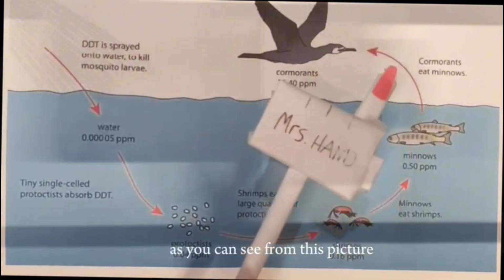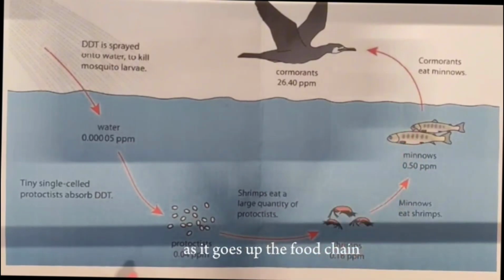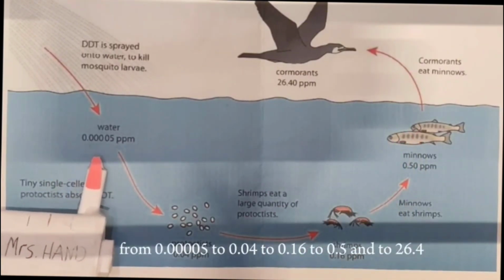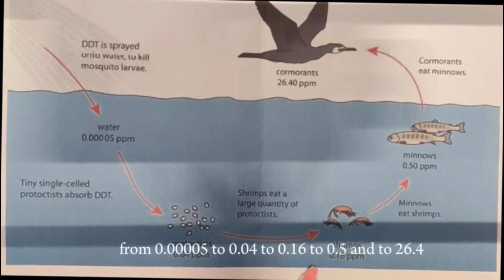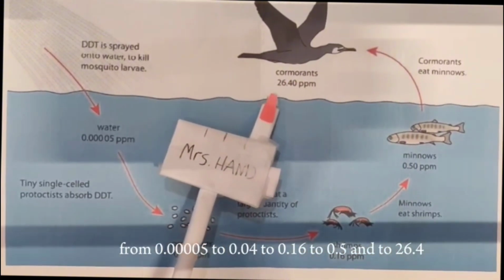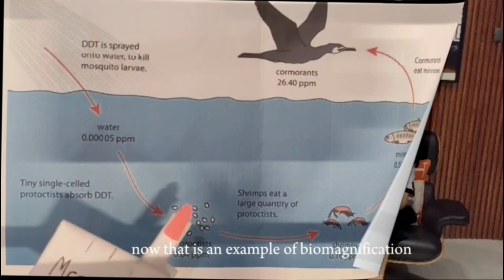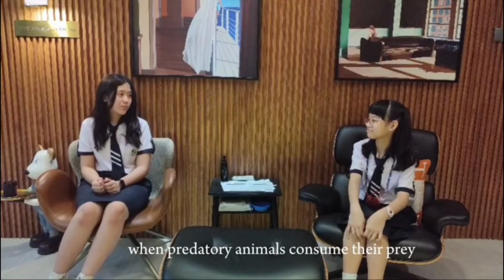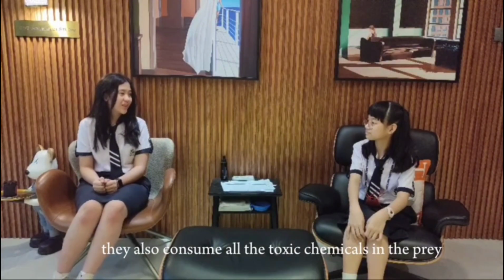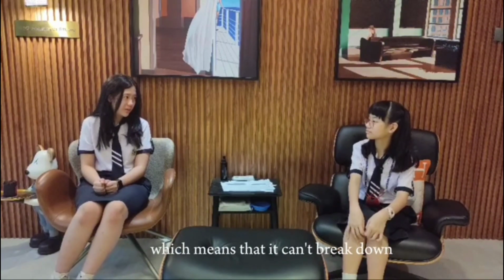As you can see from this picture, the amount of DDT builds up and increases as it goes up the food chain, from 0.00005 to 0.04 to 0.16 to 0.5 and to 26.4. Now that is an example of biomagnification. When predatory animals consume their prey, they also consume all the toxic chemicals in the prey. DDT is insoluble in water and it is non-biodegradable, which means that it can't break down.